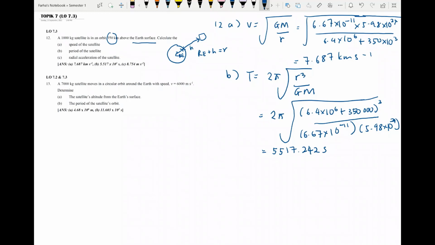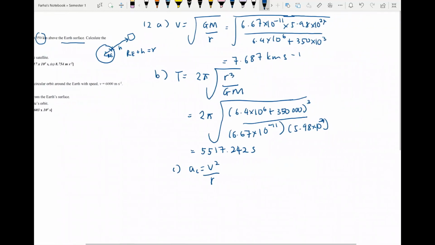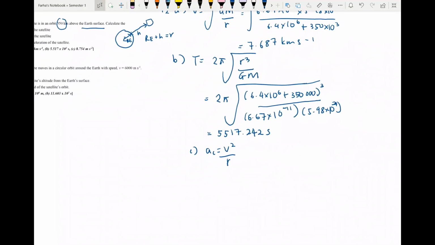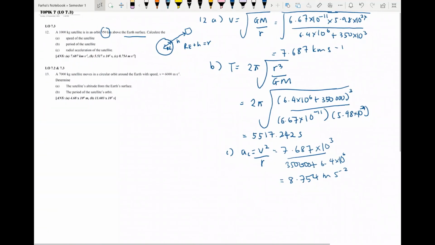Okay, then for C, the radial acceleration, we just use a_c equals v squared over R. We substitute because the velocity we already calculated from A, 7.687 kilometer per second, so we set power of 3, and then R equals 350,000 plus 6.4 power of 6, which equals 8.754 meter per second squared. Okay, settle.